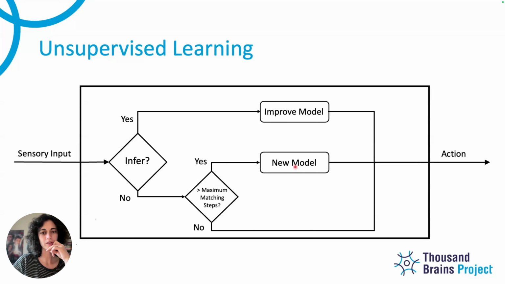And another important check before we create a new model is that all of our existing hypotheses have negative evidence. Like nothing we know about matches the current sensory input. There may be a lot of details missing here, but this is the high-level overview. I'm just highlighting that because I feel like that's a lot more important than checking if we did the maximum matching steps. We only create a new model if none of our existing models can explain the incoming input. That's how I interpret it.